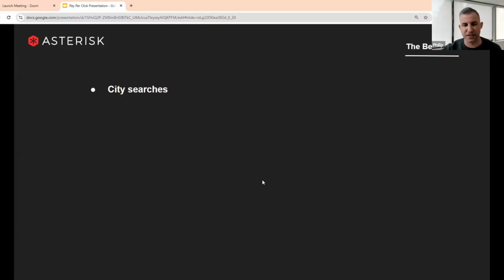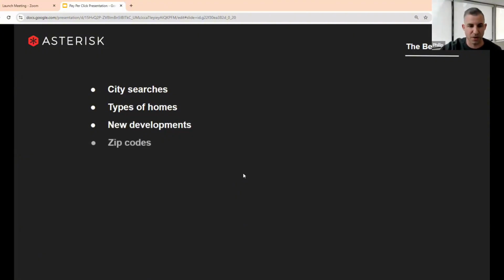So you can do, of course, a city search, like Miami homes for sale, or you can do a type of home. There's tons of types of homes: luxury or acreage or a 2-story, 3-bedroom, condo, lofts, ranch. There's so many different ways that you can target and get really creative. You can do new developments, which is a great one to go after. Specific zip codes you can target. Like I said earlier, neighborhoods. So maybe you live in the neighborhood, or the neighborhood you live in, you really want to target. You can target that specific neighborhood.